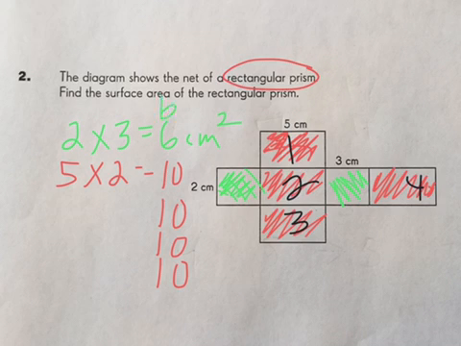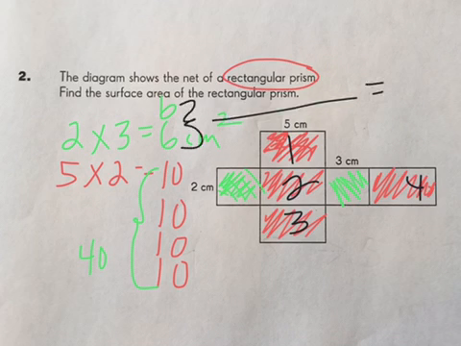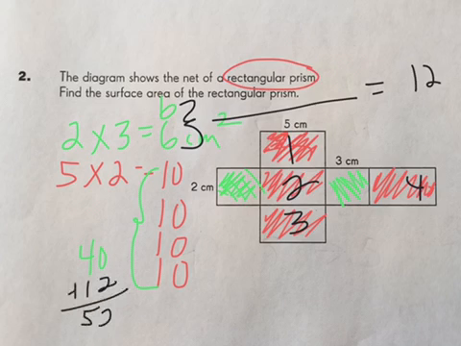So all of the areas of each of the individual rectangles have been accounted for. So we've got 4 groups of 10 is 40. And then over here, we've got 2 groups of 6, which equals 12. So 40 plus 12 is 52 centimeters squared.